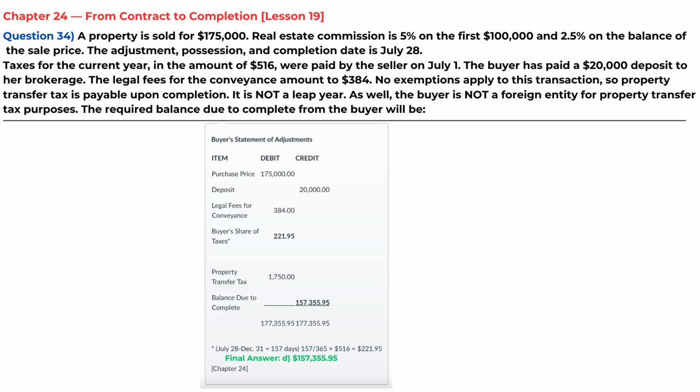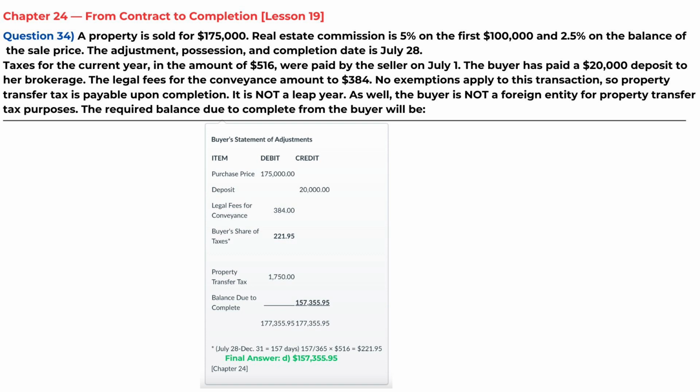$175,000.00, debit, deposit $20,000.00, credit, legal fees for conveyance $384.00, debit, buyer's share of taxes $221.95, debit, property transfer tax $1,750.00, debit, balance due to complete $157,355.95. The total debits and credits balances out to $177,355.95. July 28 to December 31st equals 157 days.